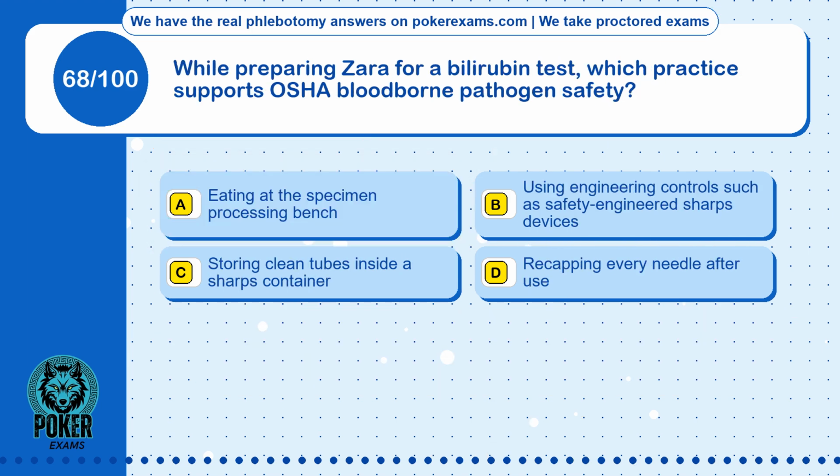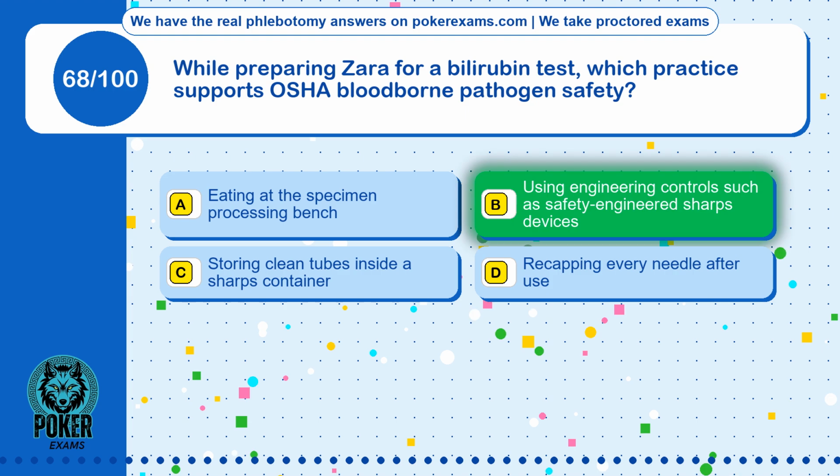Question 68. While preparing Zara for a bilirubin test, which practice supports OSHA bloodborne pathogen safety? Option A. Eating at the specimen processing bench. Option B. Using engineering controls such as safety-engineered sharps devices. Option C. Storing clean tubes inside a sharps container. Option D. Recapping every needle after use.